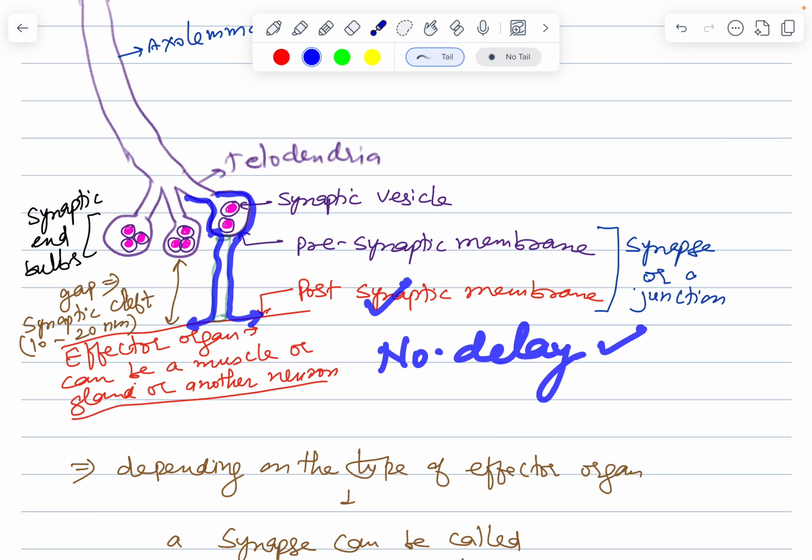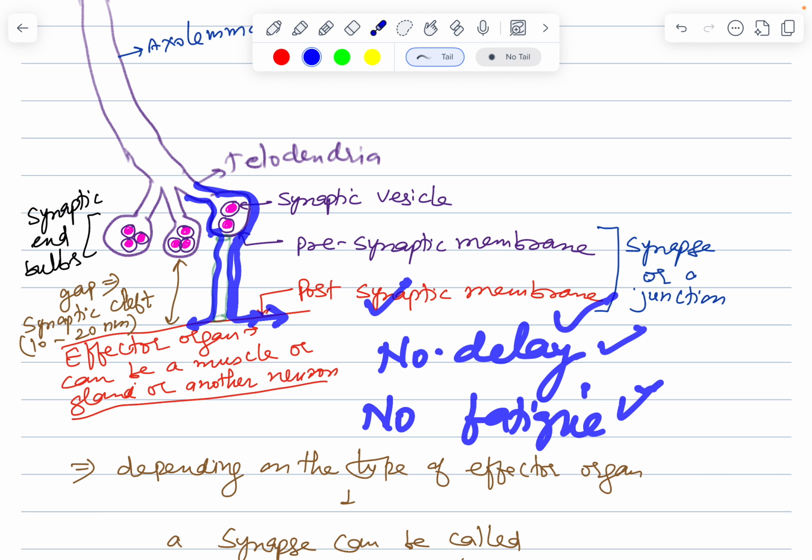And since neurotransmitter is not involved here, the current is going down directly with the help of the protein. If neurotransmitter is not involved, then obviously what will also not be there? No fatigue also. So no delay, no fatigue if I join the presynaptic membrane to the postsynaptic membrane with the help of a protein. The protein is conducting in nature, and now if we look at this structure where the neuron and the target organ are connected with the help of a protein over here, this type of synapse is called electrical synapse.